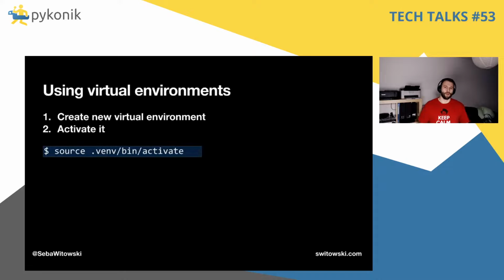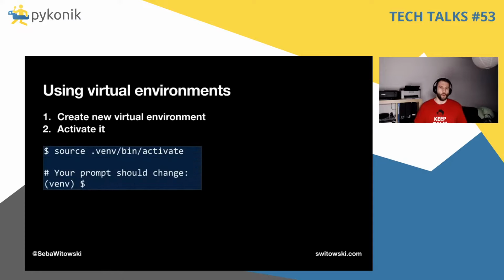To use a virtual environment, we have to activate it. Inside our venv folder, there is a bin directory, and there we have the activate script. Since it's a bash script, we have to run it with the source command. Once you activate it, you should see a difference in your terminal prompt. It should now display the name of the virtual environment in parentheses. That way we know that we are using a virtual environment.